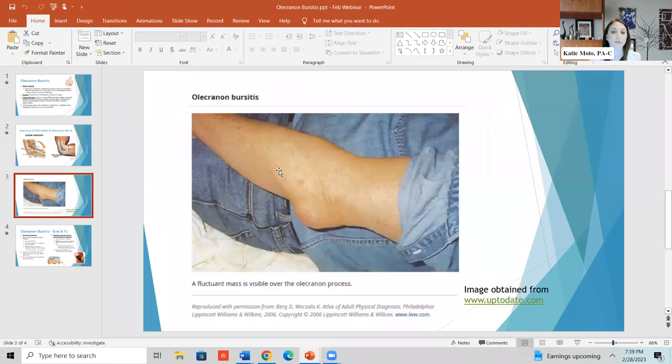All right, so let's take a look at this. You saw it in the video, but I wanted to show you a picture up close. This is bursitis of the olecranon. As you can see here, it's just so pronounced. It almost looks like a golf ball. It's just living in this person's elbow. And that's what it'll look like in real life.